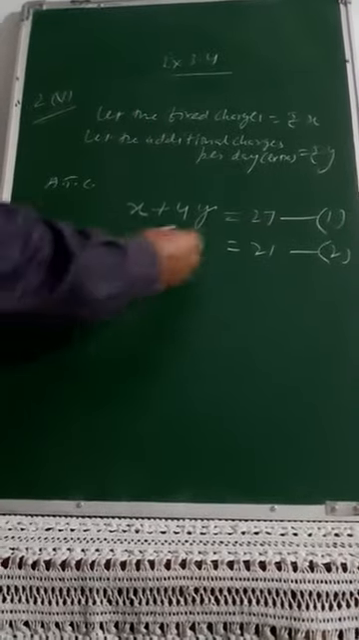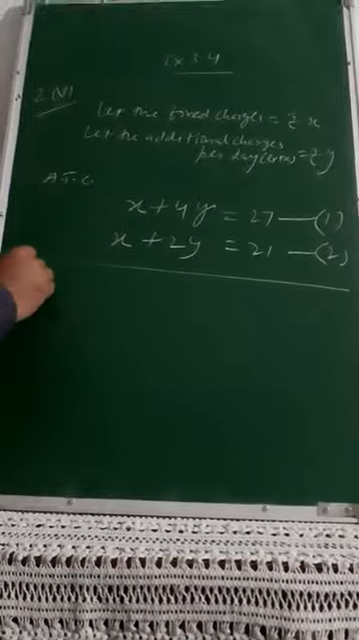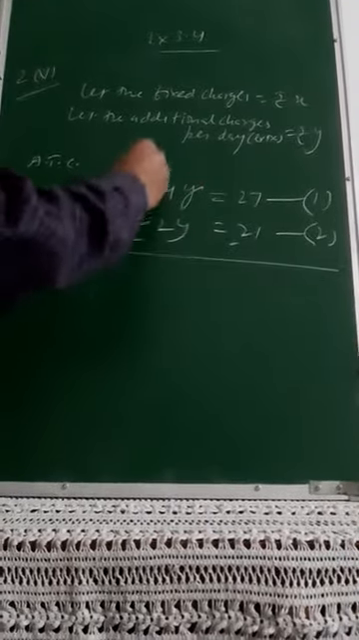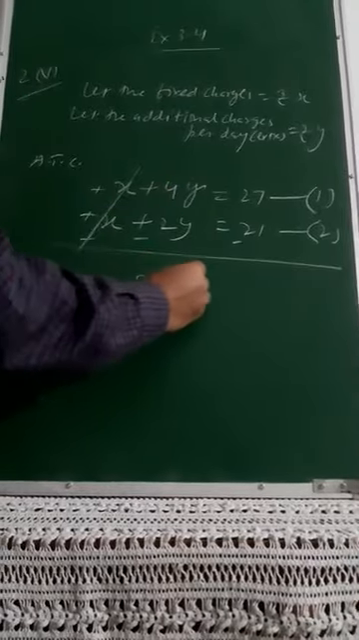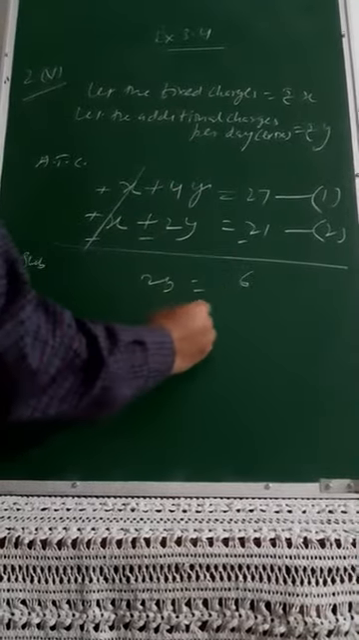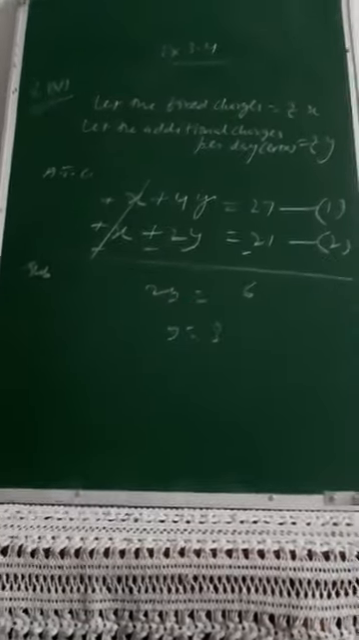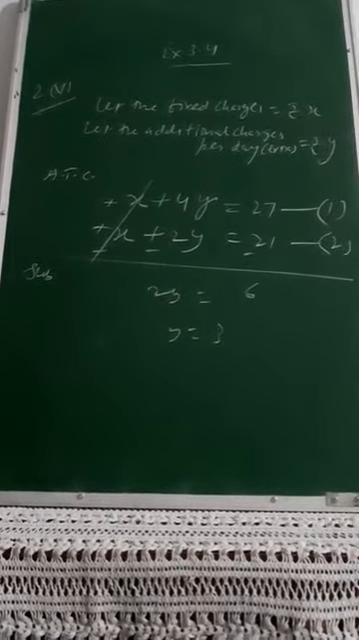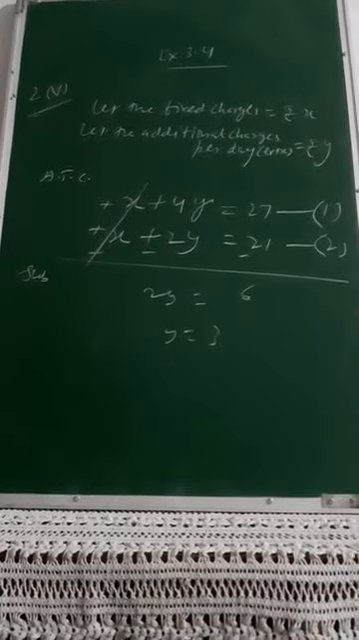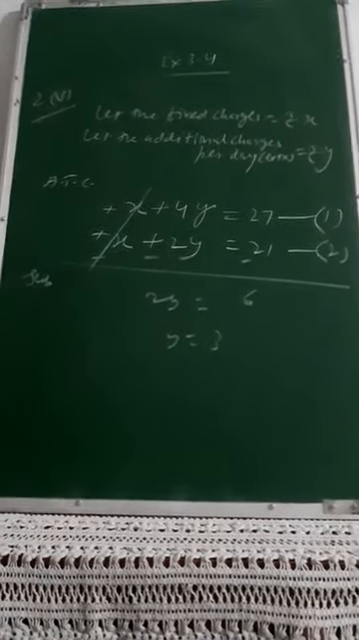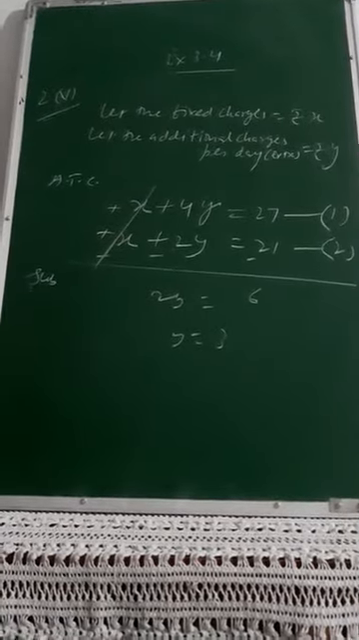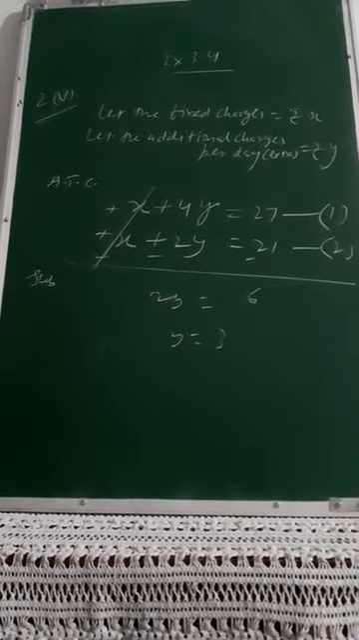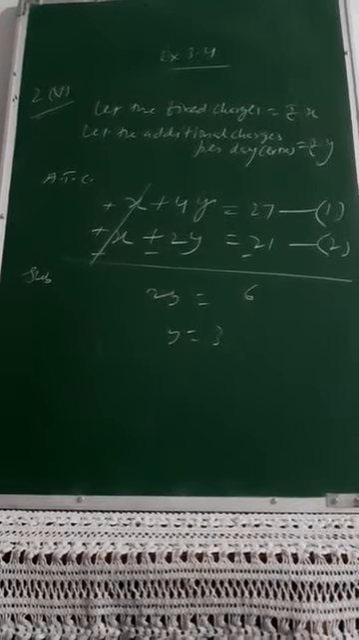Again, you see, straight away you can go for subtraction and very easily you can find the answer here. This minus this, then 2y is equal to 6, so y is equal to 3. So y is equal to 3 means additional charges rupees 3 per day. And you substitute anywhere in equation 1 or 2, you'll be able to get the fixed charges. So that's all about your elimination method.